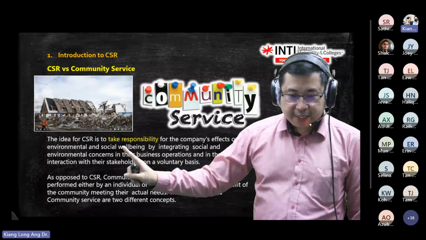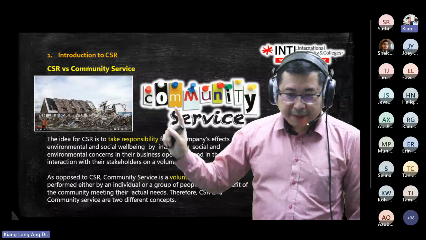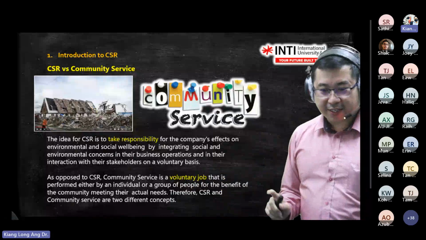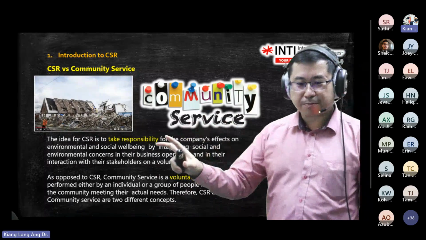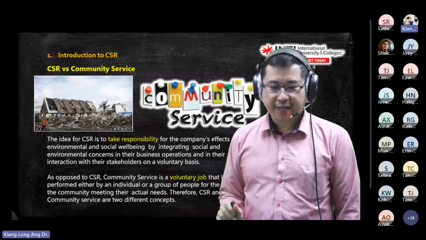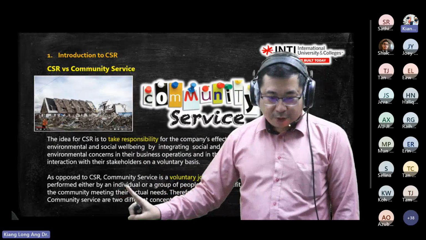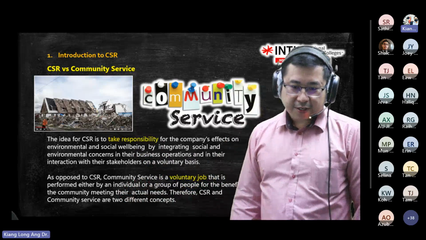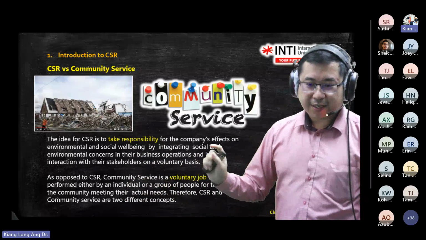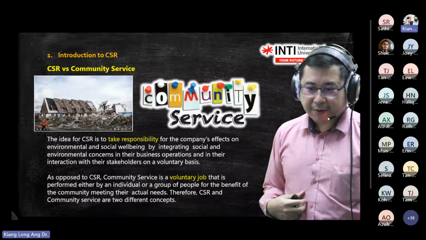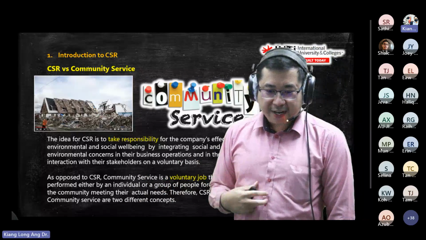So first, CSR. From the name itself, you know that there's a responsibility component in the CSR. It means the company takes responsibility to help the society on a voluntary basis. But if you look at community service, it means you help out of volunteering, right? Out of your good heart.